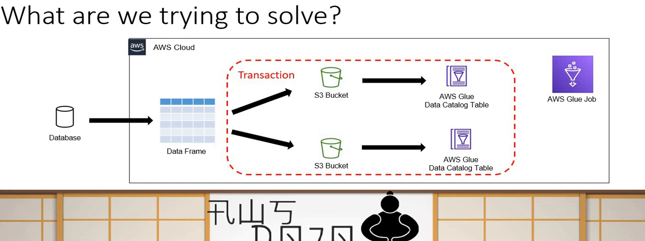That means either all four operations should be performed correctly and successfully, or if any of the operations fails, all four operations should roll back. There should not be any partial outcome, like out of four only two got successful and two failed, or three got successful and one failed. Either all four operations should succeed or all four should roll back or cancel out. The four operations I'm talking about in this example are writing data to two different S3 locations and then cataloging them. That's what we are trying to solve here. We're trying to implement transactional behavior in an AWS Glue job, and let's understand how we can do that.